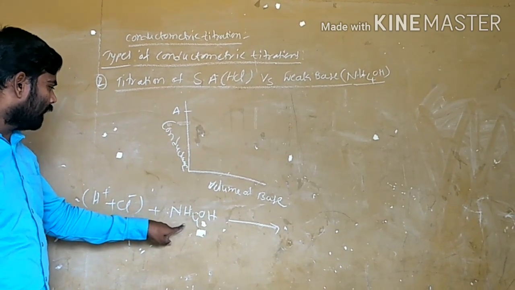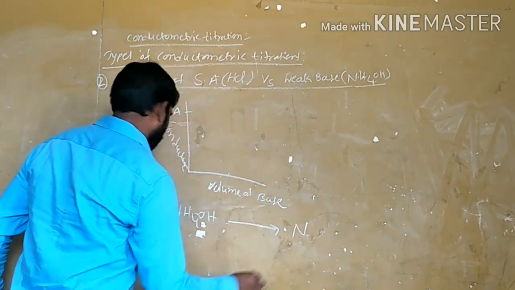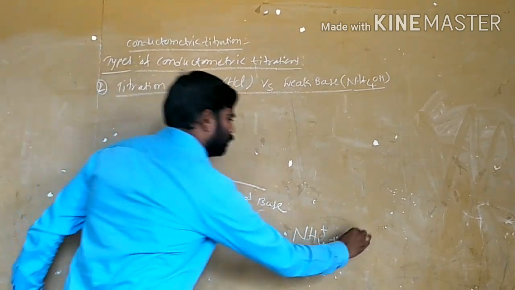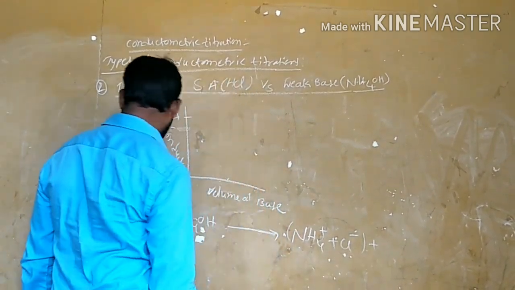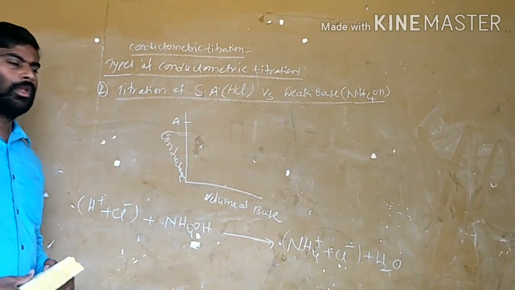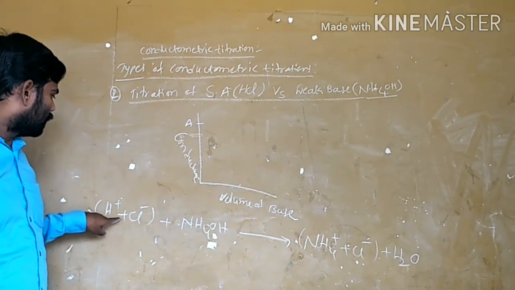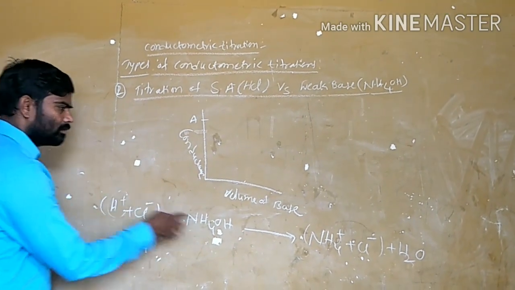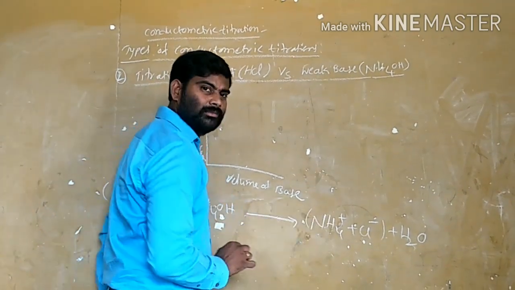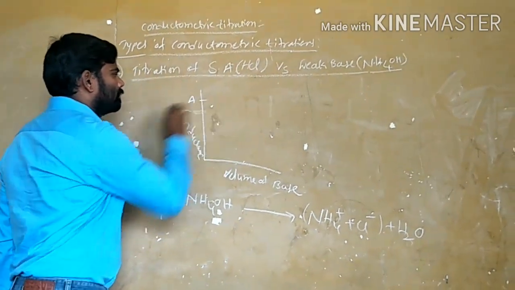And see, whenever we add this weak base to the strong acid, what happens here? Producing NH4+ Cl- plus H2O. The same process: whenever we add this weak base to the strong acid, the fast-moving H+ ions are replaced by slowly moving ammonium ions. That's why the conductance value slightly decreases.